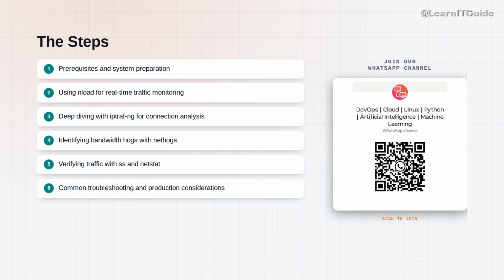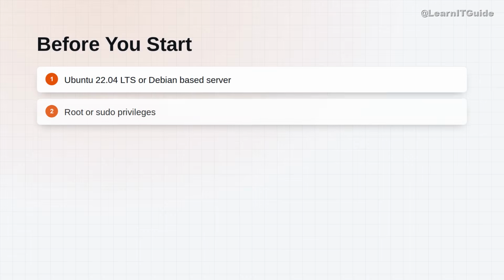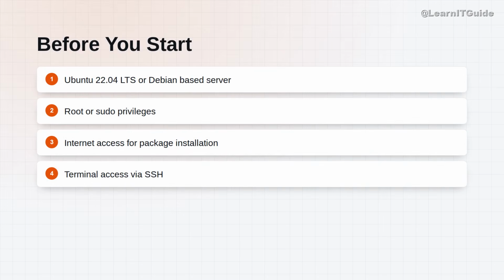Let us get started. Before we begin, let us ensure your environment is set up correctly. We are using Ubuntu 22.04 LTS for these examples. First, you need sudo privileges. Sudo stands for super user do. It lets you run commands as the system administrator, which is required to install diagnostic tools and view network interfaces.